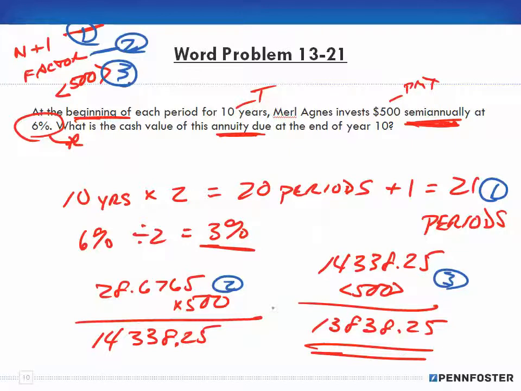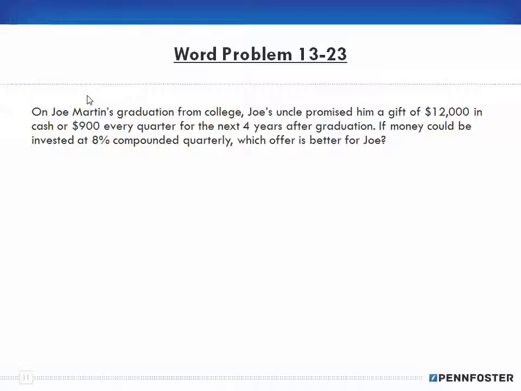So 3 steps when it comes to the annuity due. Change the number of periods by adding 1. Find the factor and then multiply by the payment, and then subtract out the payment. With that said, I'm going to pause here and go into the next video.